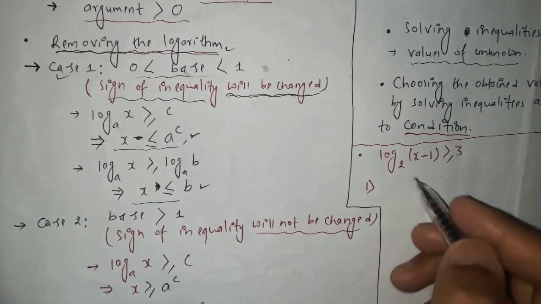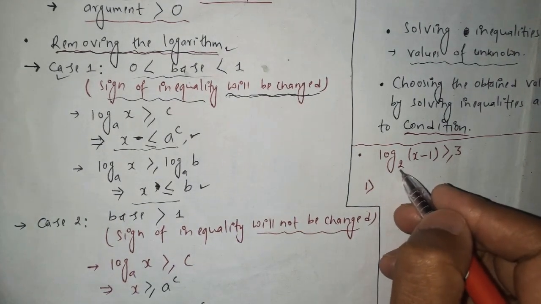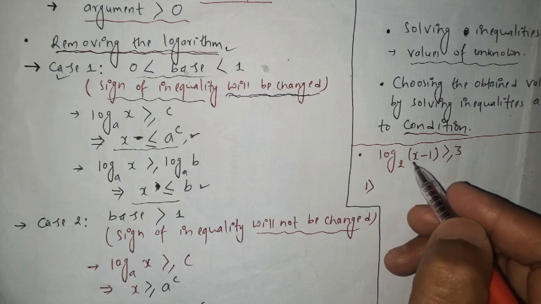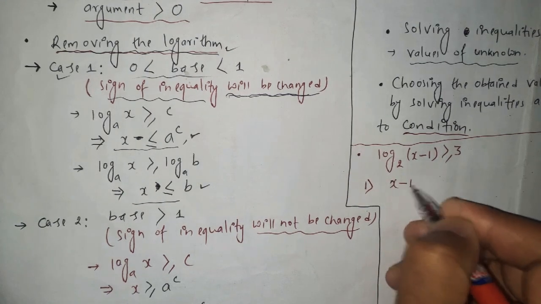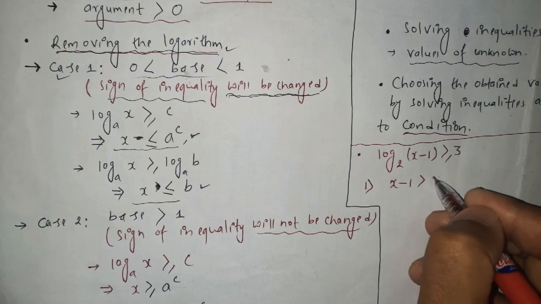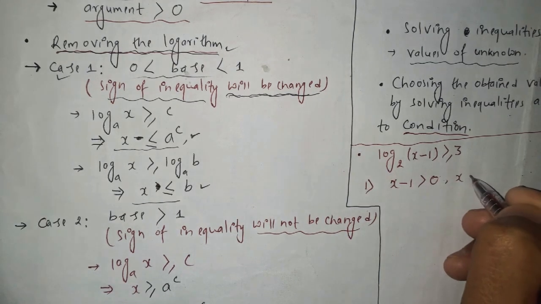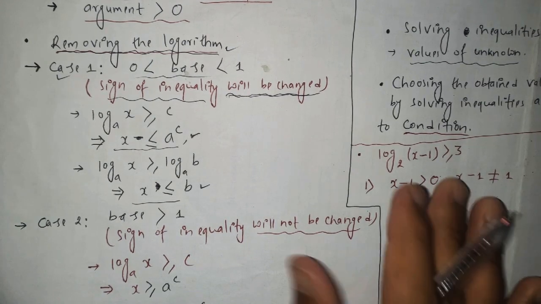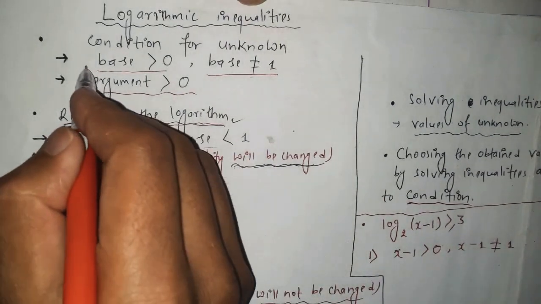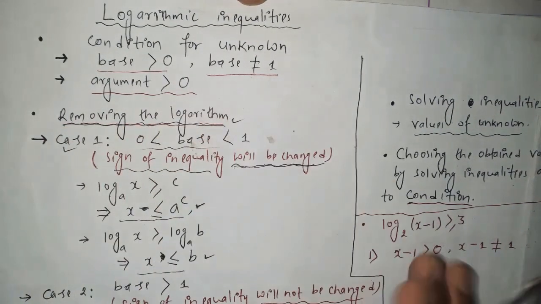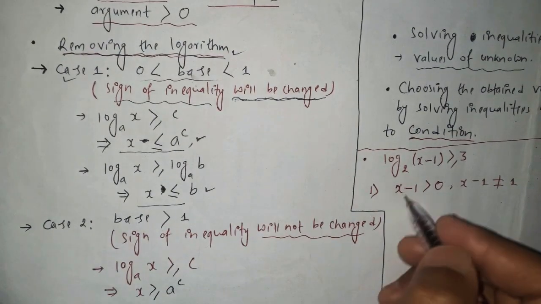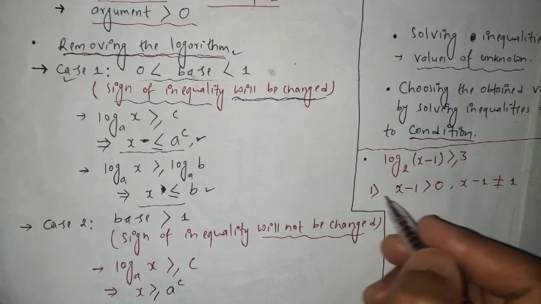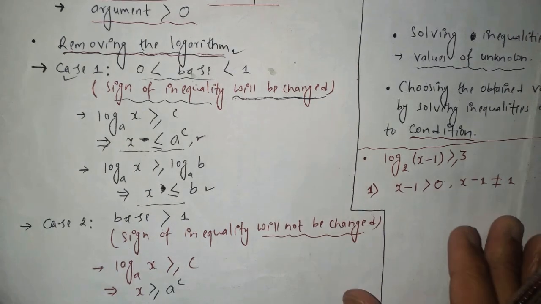Let's use these concepts on this logarithm. Here the base is 2, which is already positive, so no need to check. And the argument is x minus 1, which should be positive. The base should also not be equal to 1. After solving these inequalities we will get the conditions for the unknown, the first step.